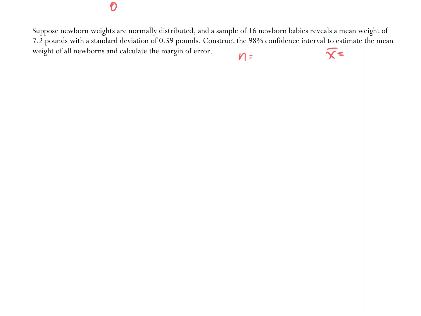Okay, so as we read this, suppose newborn weights are normally distributed. We have a sample size of 16, so my n is going to be 16. And it reveals a mean weight of 7.2 and a standard deviation of 0.59. You guys, what is that standard deviation describing? All newborn baby weights or the sample? Sample. So we need to recognize that this is an S, not a sigma.